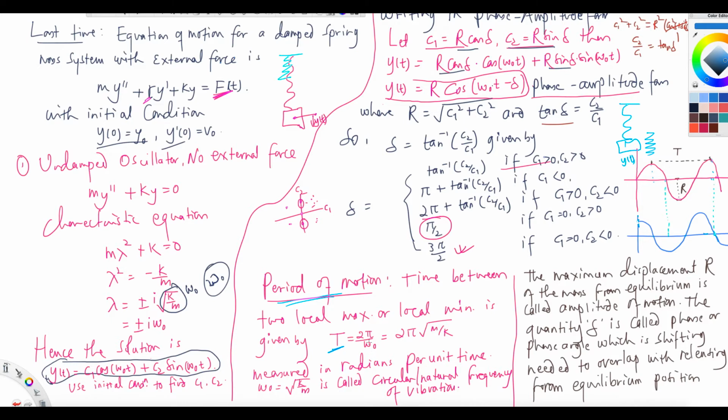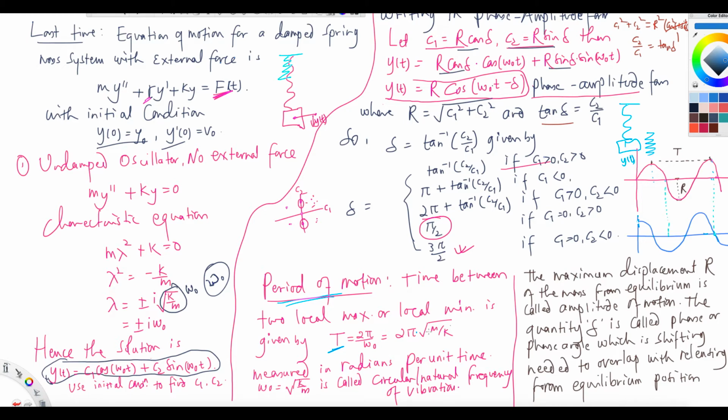So the period is given by 2 pi over omega 0, which equals 2 pi times the square root of m over k. Because what is omega 0? Omega 0 is the square root of k over m, right? If you divide by omega 0, then it will be the square root of m over k. So this is the formula to find the period of the motion.